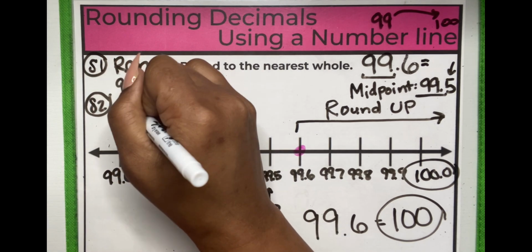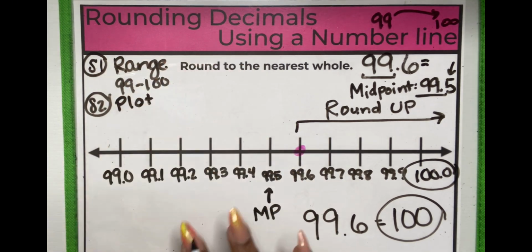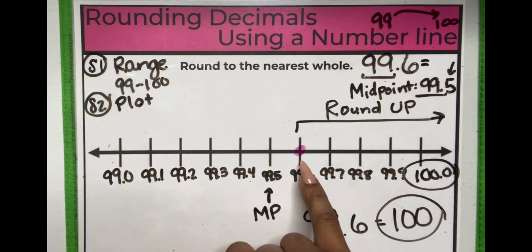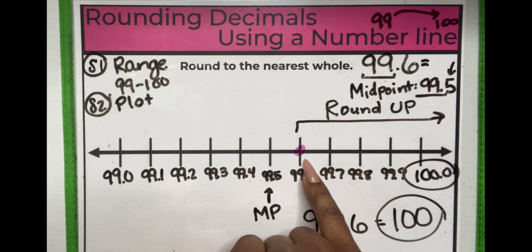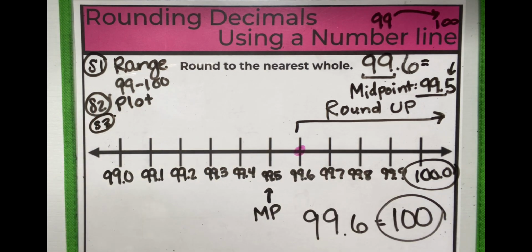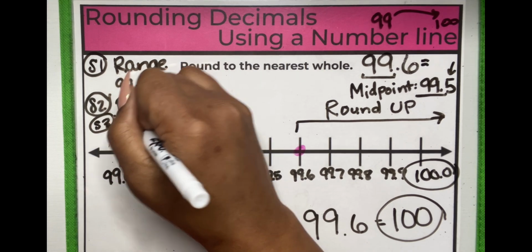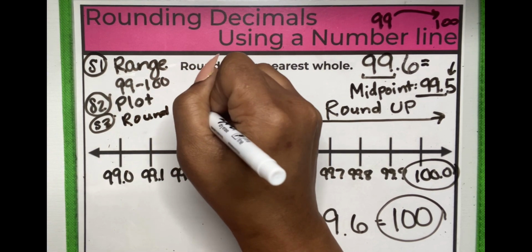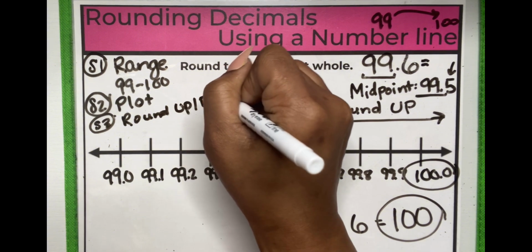Let's review our strategy, our steps. Step 1, we're going to find our range and create our number line. Step 2, then we're going to plot the point on the number line. Then we analyze or decide whether to round up or round down. We analyze the number line, deciding to round up or down.